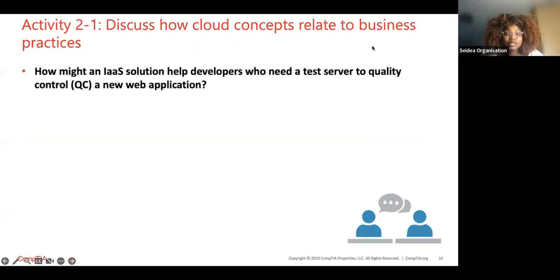So next question, and this one is going to be fast. We don't need a group conversation to answer this question. How might an infrastructure as a service solution help developers who need to test their server for quality control, especially when looking at a new web application? What do we think? Feel free to put it in the chat with your thoughts on what the answer might be.